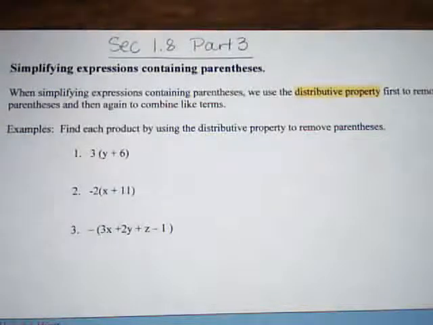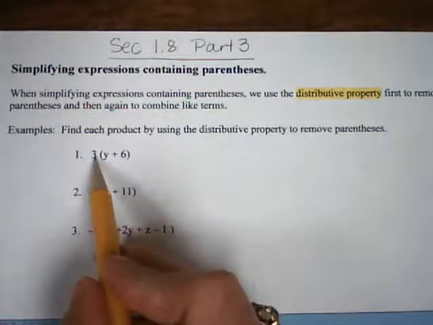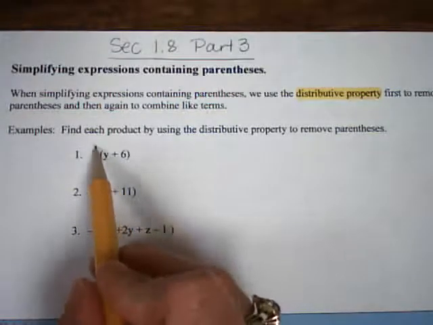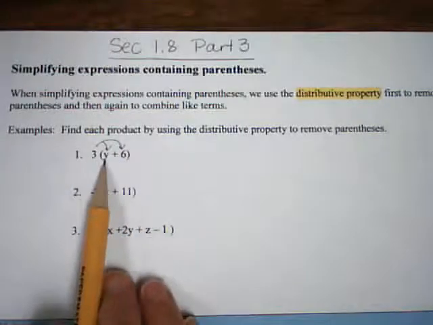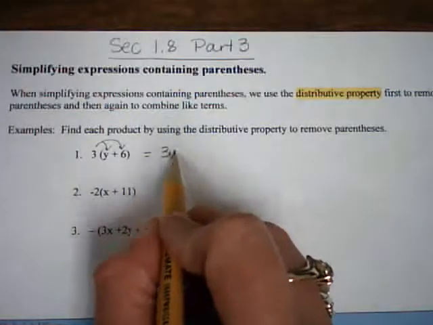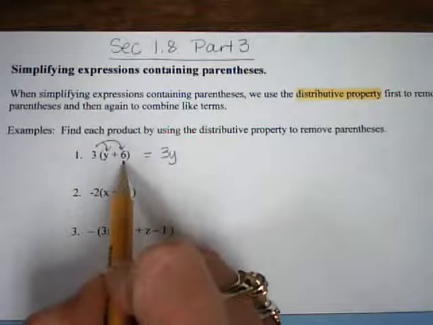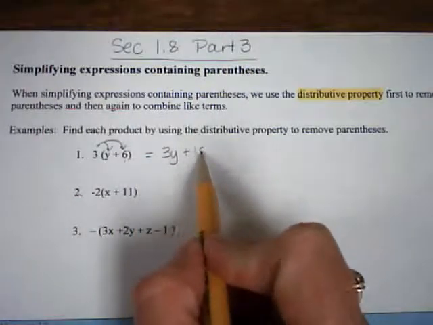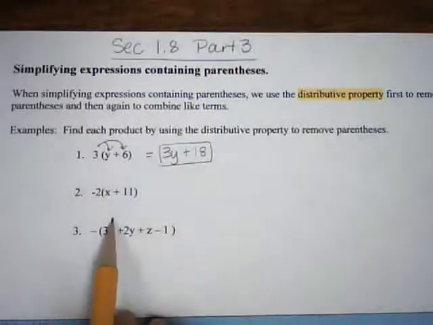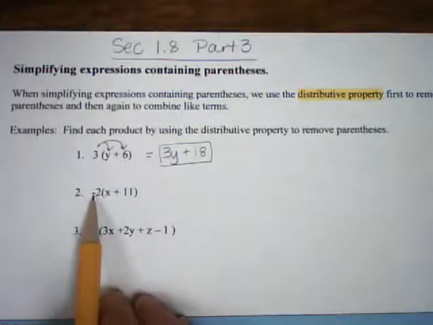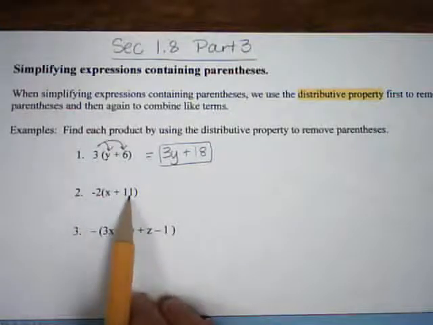It says find each product by using the distributive property to remove parentheses. Number 1 says 3 times (y plus 6). When I have a term in front of the parentheses, I distribute it times each term in the parentheses. 3 times y would be 3y. 3 times positive 6 would be positive 18. I cannot simplify any further because these are not like terms. That's my final answer.